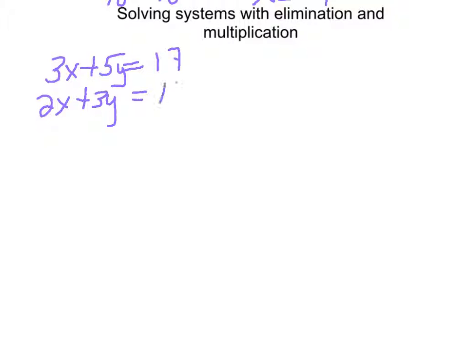Alright, let's try 3x plus 5y equals 17. And let's see, 2x plus 3y equals 11. Again, we're set up with the same thing. Our x's have different numbers called coefficients. The y's have different numbers, also called coefficients. This time, just because I did the x's last time, I'm going to make the y's disappear this time.